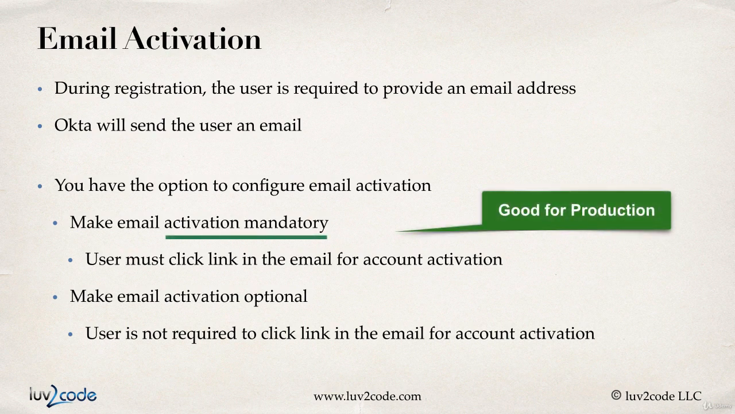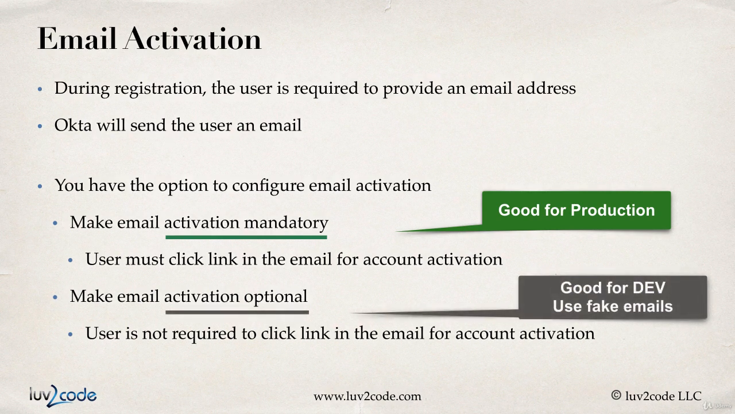Now, I like to say that email activation mandatory is good for production because you're going to make sure that they give you a valid email address. And activation optional is good for dev or testing when you're starting out. This allows you to make use of fake emails, like user1@lovetocode.com, user2@lovetocode.com, or whatever. Just give fake emails just to see that the whole user registration process works. But again, once you go to production, you can flip the switch and make the activation mandatory.